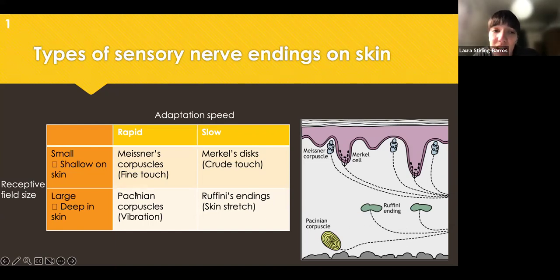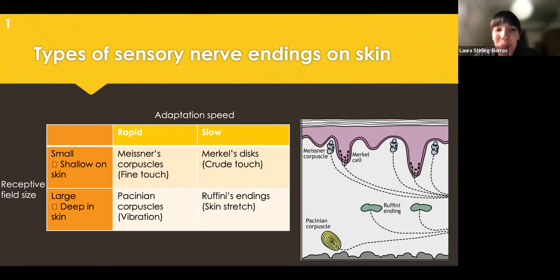And then for rapid and slow adaptation, the Meissner's corpuscles adapt rapidly, the same as Pacinian corpuscles, as we discussed, whereas the Merkel's and Ruffini's endings adapt slowly.